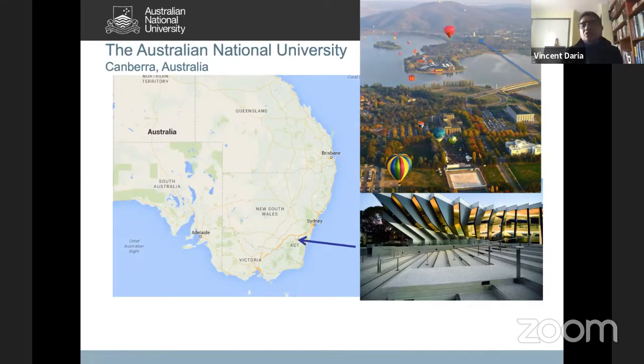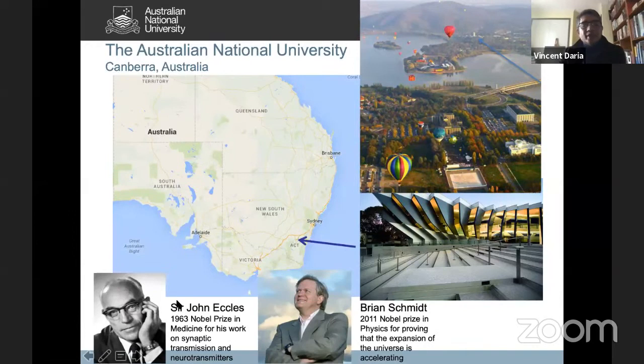Our school, the John Curtin School of Medical Research, this is the facade of our school, and it actually is home to a number of Nobel Prizes. And one of the Nobel Prize winners that's quite important for this work is Sir John Eccles, who earned a Nobel Prize in synaptic transmission and neurotransmitters. We also have a recent Nobel Prize in physics, Brian Schmidt, who is now the head of the university, running the university at the moment. He earned his Nobel Prize for his theory and expansion of the universe.